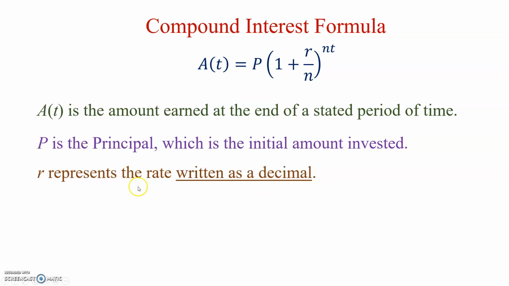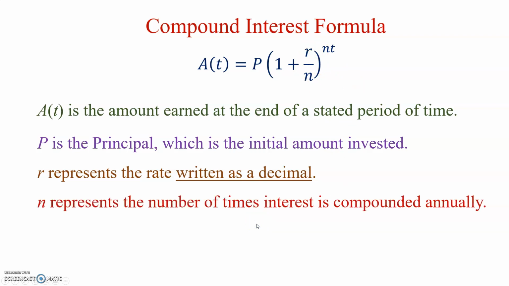Next is r. r represents the rate. Now the rate will be written as a decimal when we put it into the formula. It'll be given to you as a percentage. n represents the number of times interest is compounded annually. We'll talk a little bit more about this shortly. And t represents time in years. That's critical to understand. Whatever number we substitute for t, that number represents the amount of years.